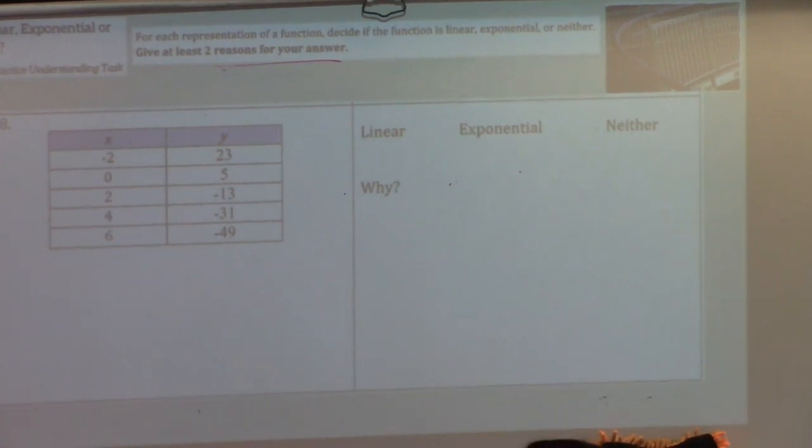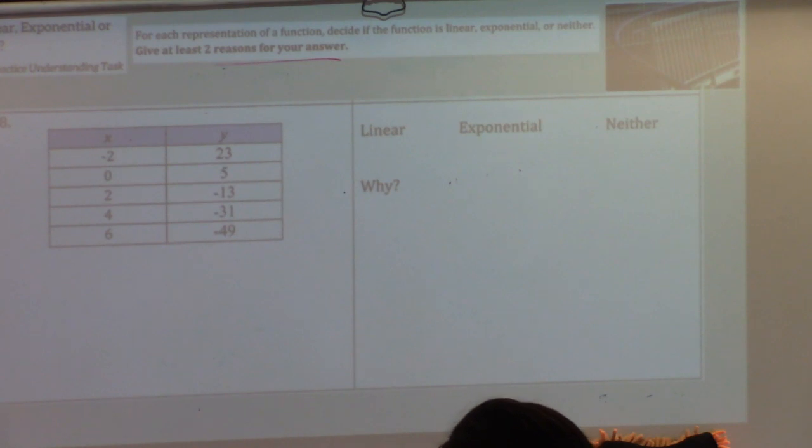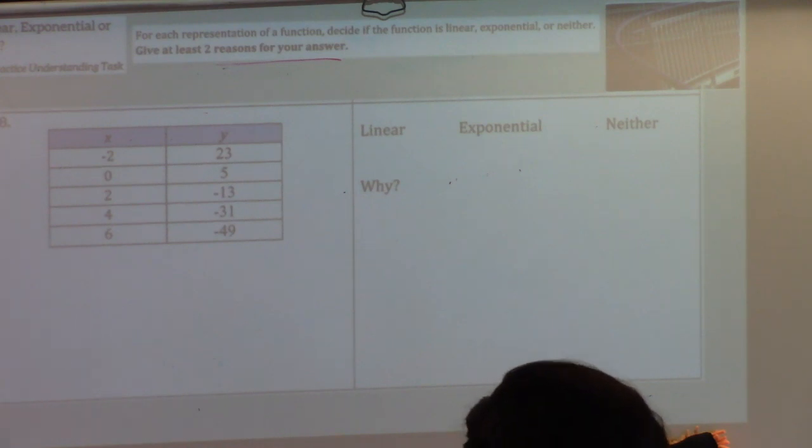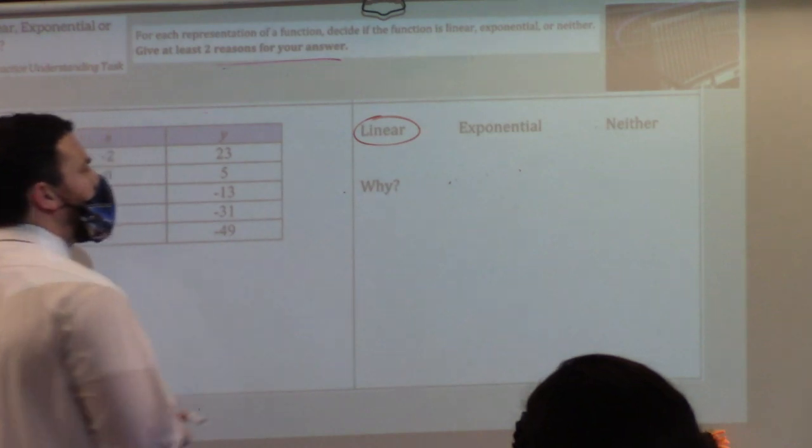About to go over some of it. All right, so let's talk about number 8. Seems like most of us have gotten almost all the way done. Number 8, what did y'all say? Linear, exponential, or neither? Linear. Linear? Why? Constant rate of change.